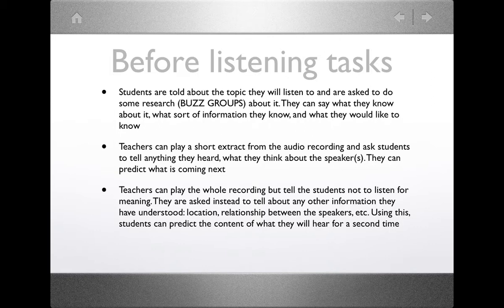I don't want you to give details of meaning, story, information, etc. Okay? They are asked instead to tell about any other information they have understood. Like, where do you think the conversation takes place? Like, the relationship between the speakers. Do you think they are brothers or sisters? Or do you think they are friends, or mother and father? Whatever. Okay? Using this, students can predict the content of what they will hear a second time.